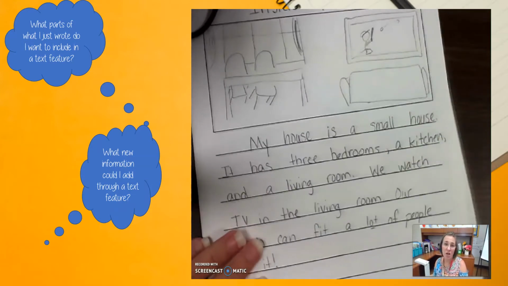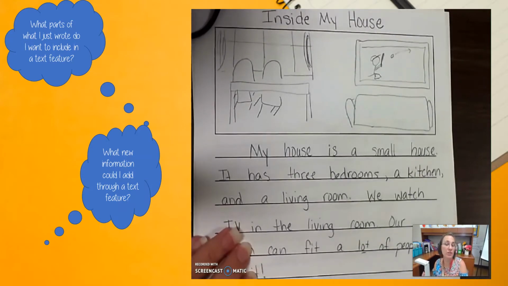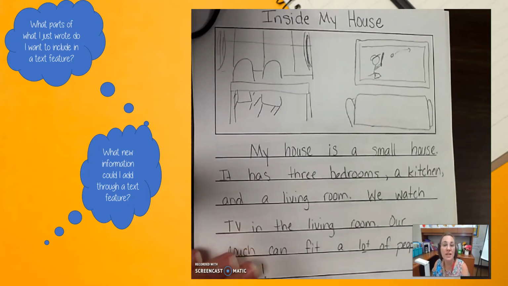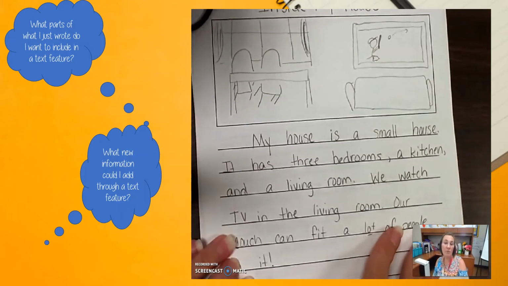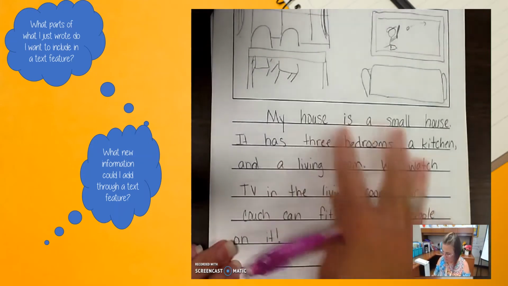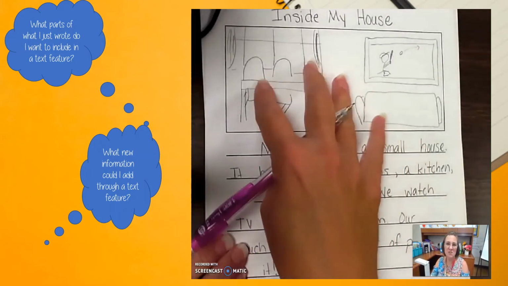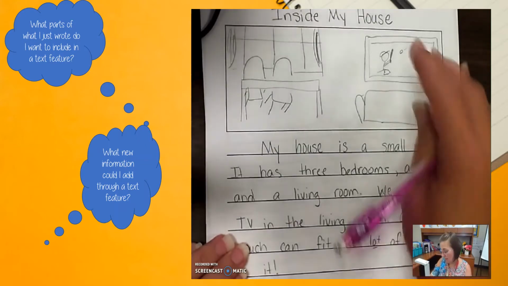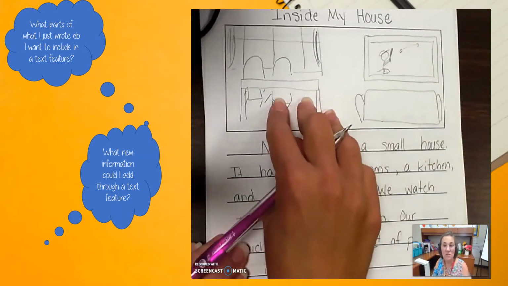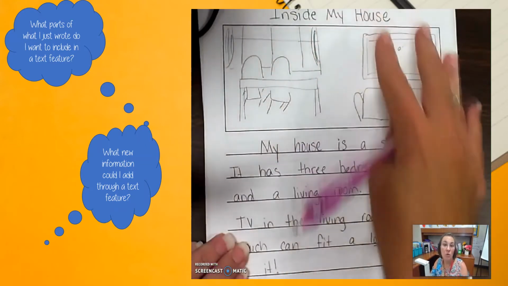On my next page, I'm going to try to think about the second question. What new information can I give using a text feature? So this page is all about my house. And even though I talked a little bit about my house, I wasn't specific about the things that were inside of my house. So I think I'm going to make a text feature of labels so that I can label some of the things in my house that my readers will know what it is.